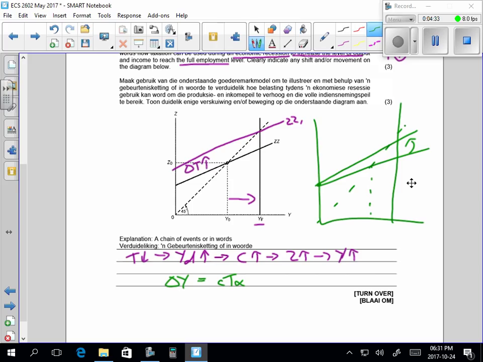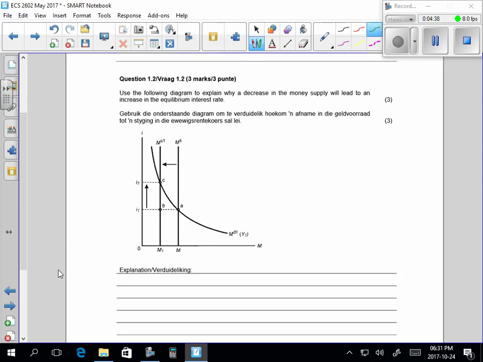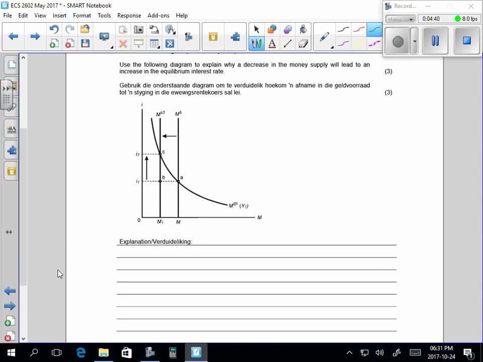All right, question 1.2. Use the following diagram to explain why a decrease in the money supply will lead to an increase in the equilibrium interest rates. Okay, so this is your money market or your financial market.